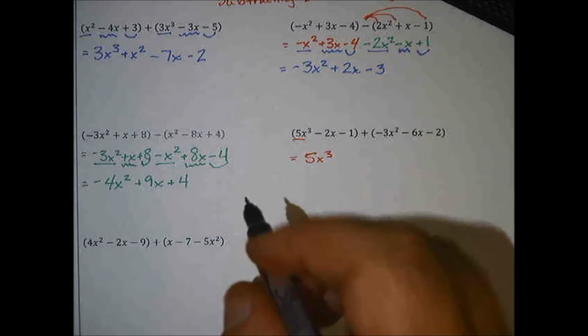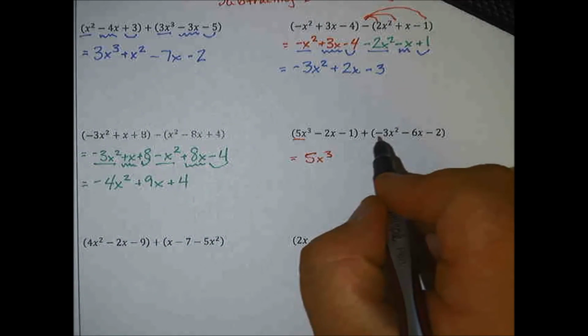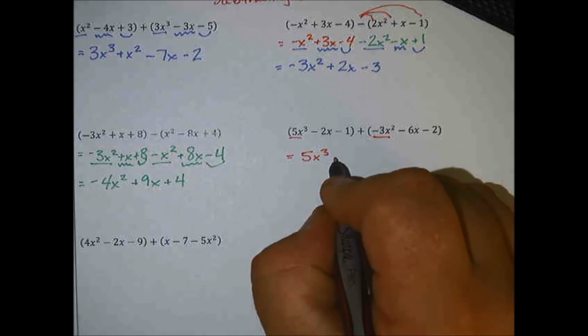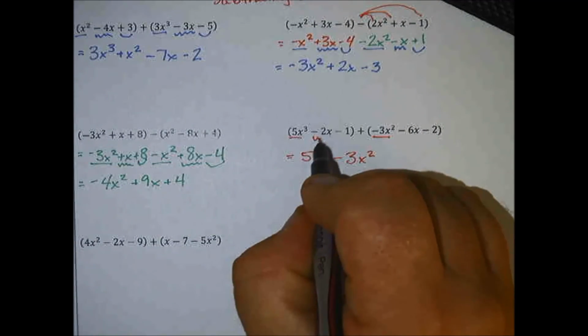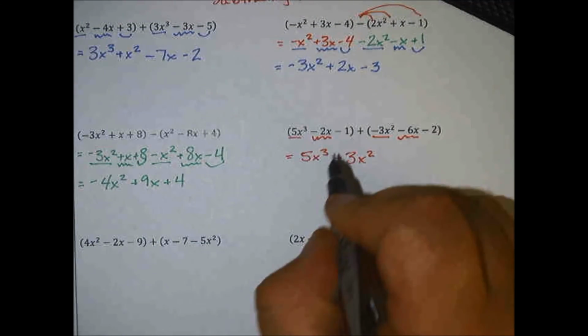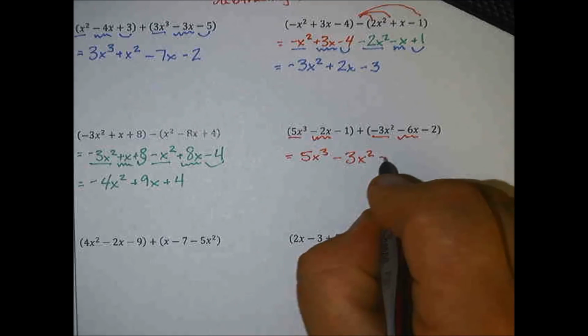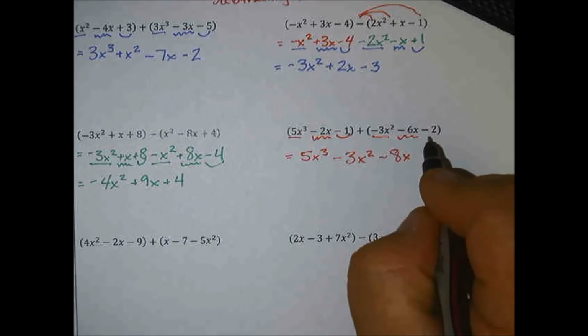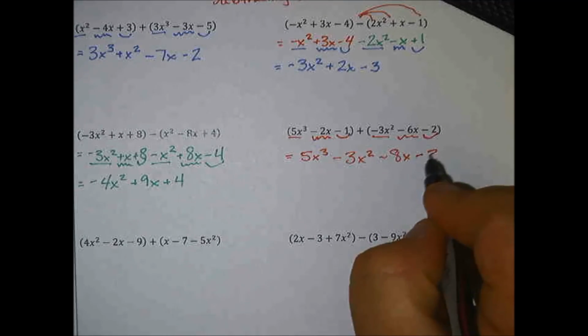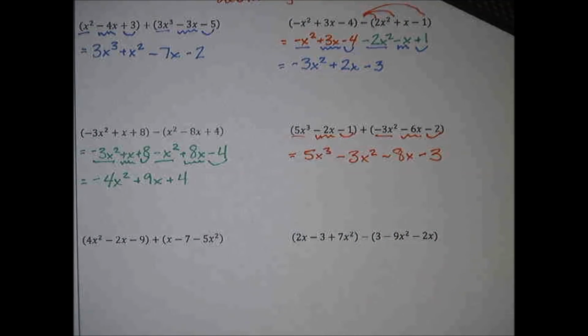Now I'm looking through here for x squareds. Found one, and it's the only one, so negative 3x squared. Now I'm looking for x's. Got one there and one there. Negative 2, negative 6 is a negative 8x. And then I have a minus 1 and a minus 2, gives me minus 3.